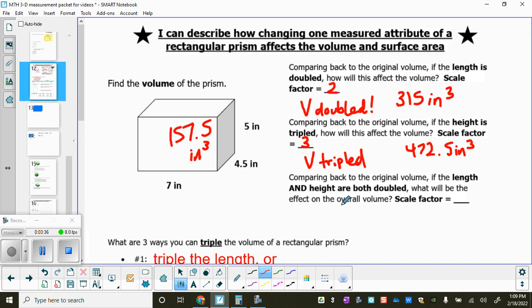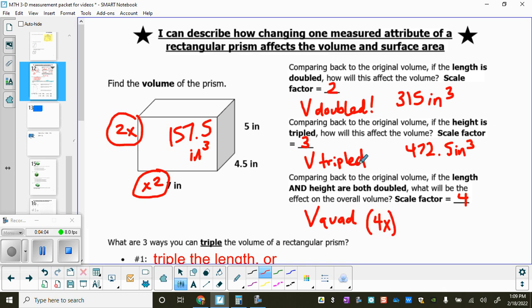So this time our scale factor is a 4 because both the length and the height got doubled. So this length, we did a times 2 here, and we did a times 2 of the height. So right here we can see the scale factor is 4. And what happens to the overall volume? The overall volume is quadrupled. I'm just going to put a quad for that. Or you could say in parentheses that it's 4 times as much. Up here for tripling, we could have said that it was 3 times as much. And up here for doubling, we could have said that the volume was twice as much. Okay, 2 times x. All right, cool.